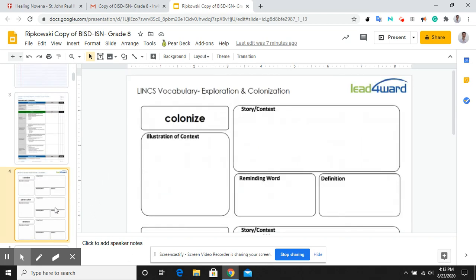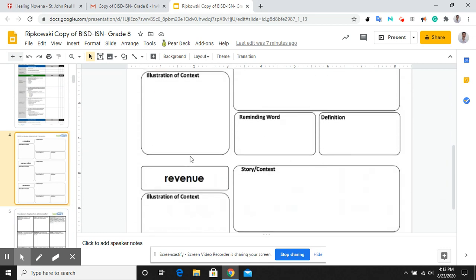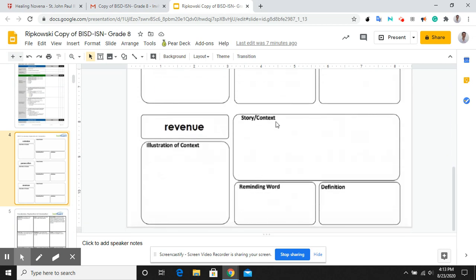The next one. This is a different type of vocabulary. Usually it's called the linked vocabulary. These are very, very important words. So we've got three right here for this unit. We've got colonize, persecution, and revenue. All of them have the same thing.